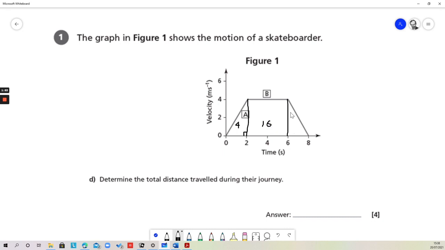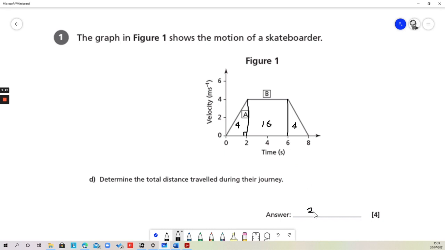And then the final part here is a triangle again. So the way that we're going to determine that is by the length of the triangle, which is 2, and the height, which is 4. 4 by 2 is 8, but it's half of that because it's a triangle. So half of 8 is 4. So what we now do is to total these. So it's 4 plus 16, which is 20, plus 4, which is 24.